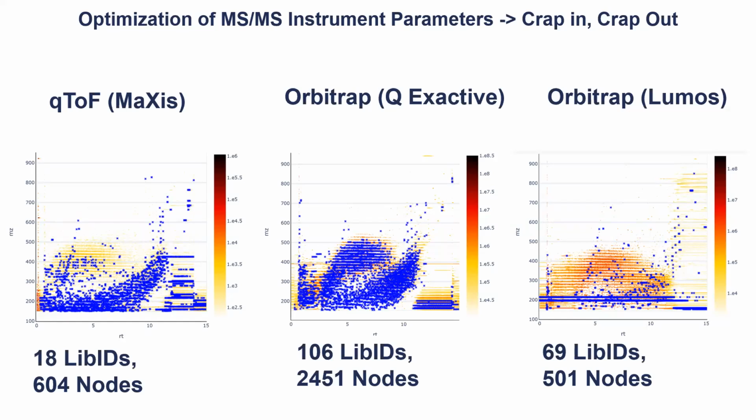And then, when we look at library annotations, we see quite some difference. Now the Maxis is not the best performing instrument here anyway, but we see a pretty big difference between the Q Exactive and the Lumos, even though the Lumos has the faster scanning Orbitrap and is also a more sensitive instrument. And then for molecular network coverage, which is indicated here through these nodes, it's basically the number of features that we detect. There is almost a 5 times difference, even though the instrument is perhaps 5 to 10 years older.